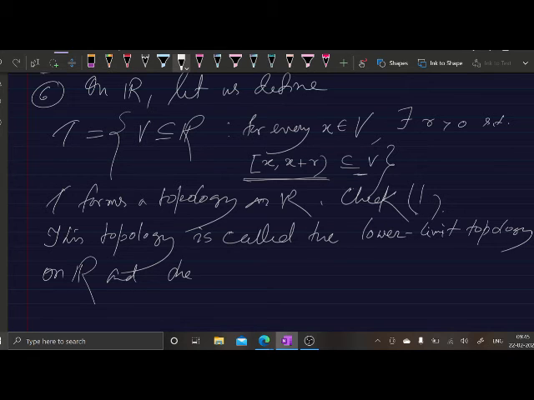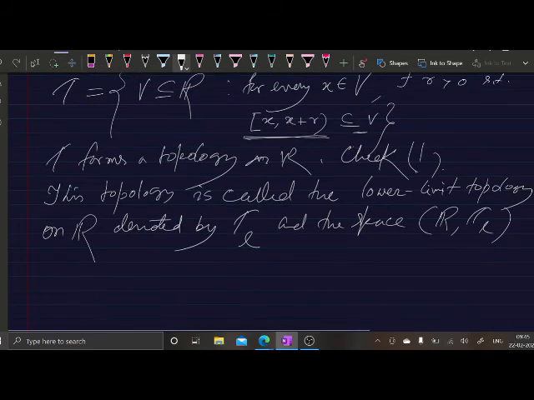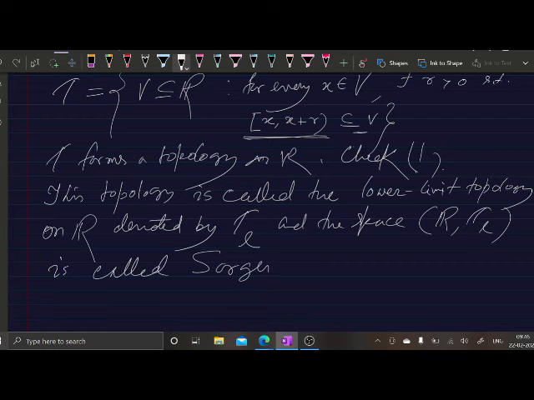The lower limit topology on R is denoted by tau L, lower limit, and the space R tau L is called the Sorgenfrey line.